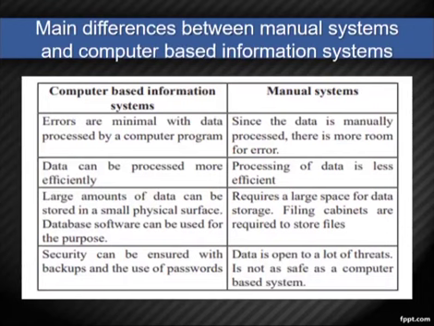If we look at the differences between the manual system and the computer-based system, first, errors are minimal with data processed by a computer program. That means in a computer-based information system, the data or information is very accurate, and we can get the correct output. But in the manual system, there are many errors because everything is done by humans. Data can also be processed more efficiently because computer-based systems are much speedier than manual systems.